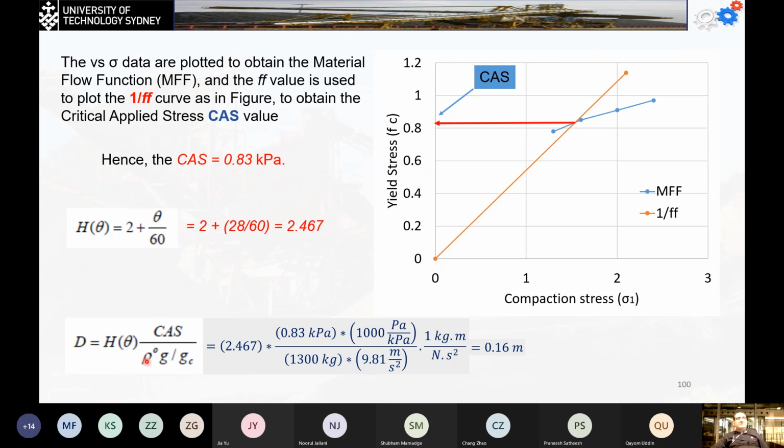And put these parameters in this equation, we are going to have that the minimum diameter is equal to 0.16 meters. Okay, now this is the minimum. Of course, we need to have a safety factor. So usually what we need to do actually is we take, for example, 0.2 as a recommendation.